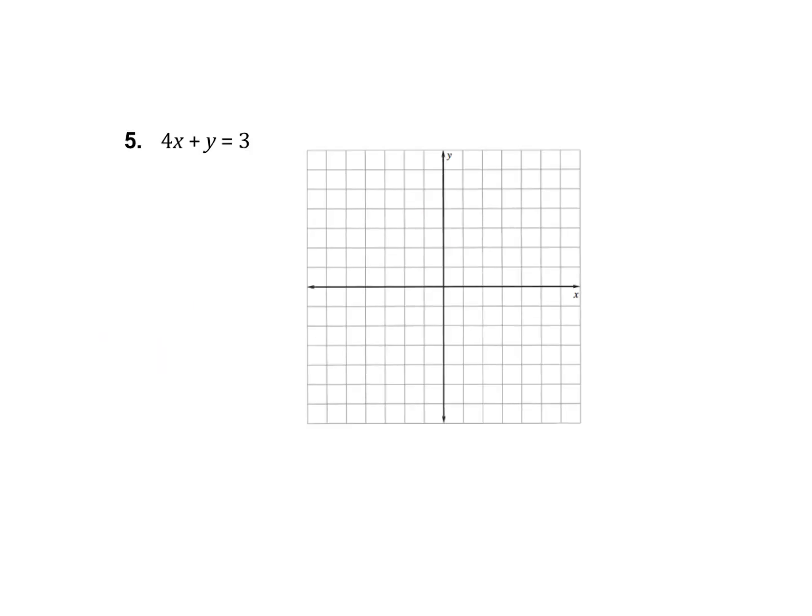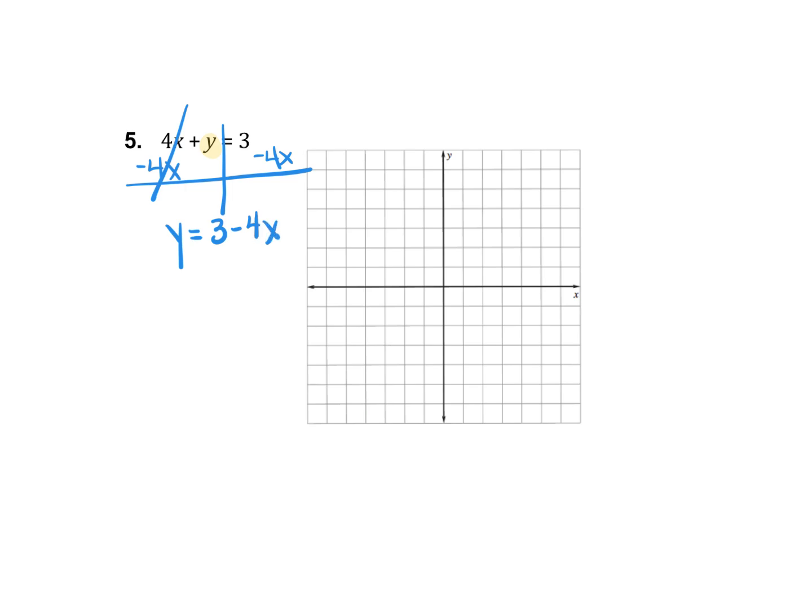All right, question number 5. Notice we have 4x plus y is equal to 3. Well, this one is not in slope-intercept form, because to be in slope-intercept form, this y right here has to be all by itself. And so we need to solve for y, because you cannot tell what the slope or the y-intercept is unless that y is all by itself. And so we're going to isolate the variable by subtracting the 4x on both sides. And you have y is equal to 3 minus 4x.